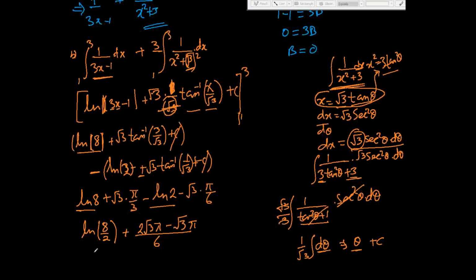This is what I got. So 8 over 2, ln 4. This is the final answer I'm seeing here. 2 square root 3 pi and square root 3 pi. Square root 3 pi over 6 is left. And that's it. This is the final answer.